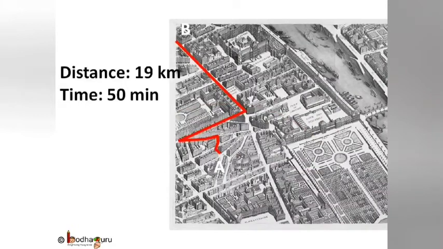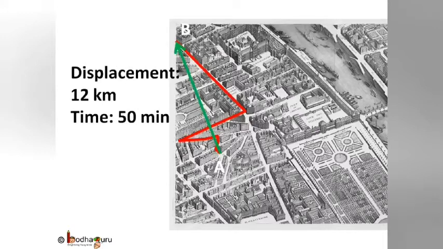Like when you go in a car, you consider the distance the car has traveled because you need to take a zigzag route, take many turns. The fuel consumed is also dependent upon the distance traveled, not the displacement. Here you went from point A to B in 50 minutes and the distance covered was 19 kilometers. But the displacement is just 12 kilometers in the northwest direction.